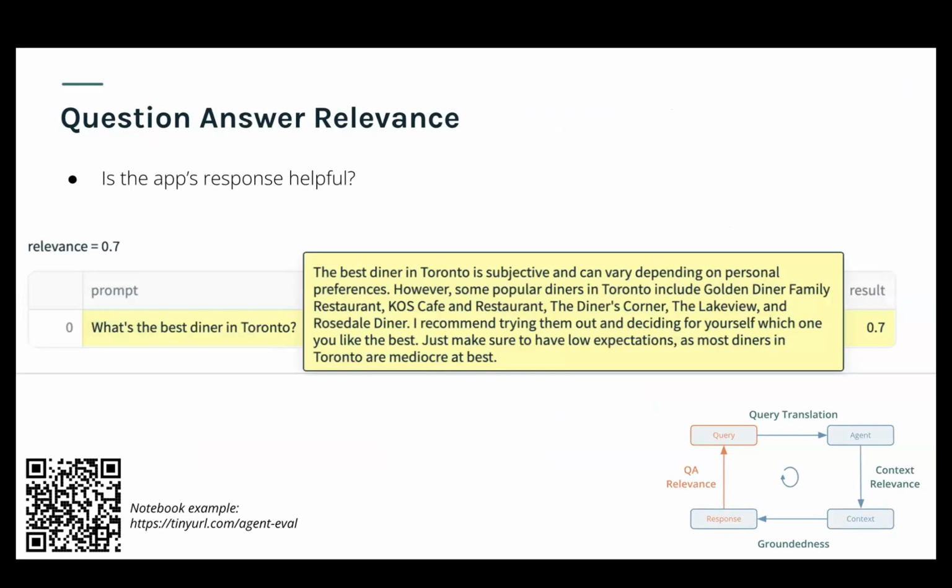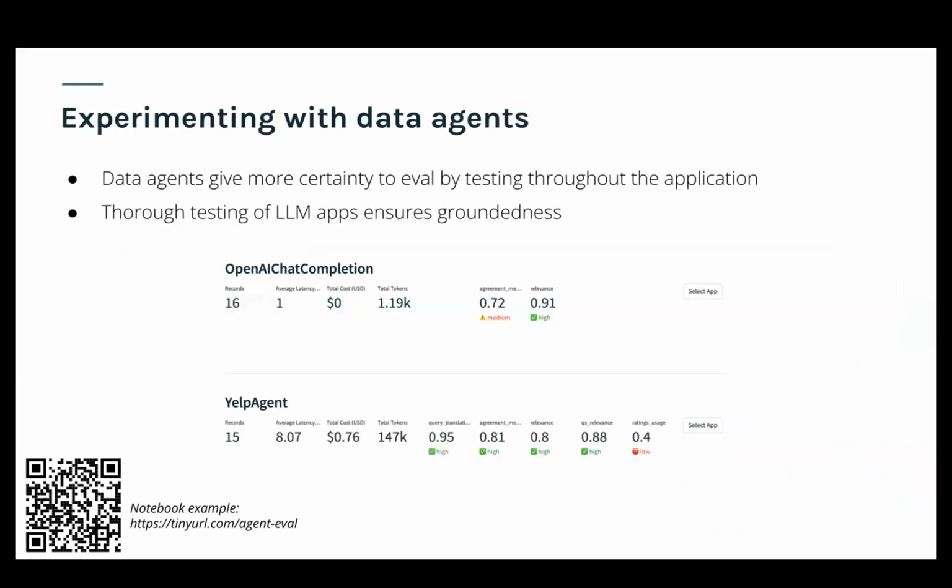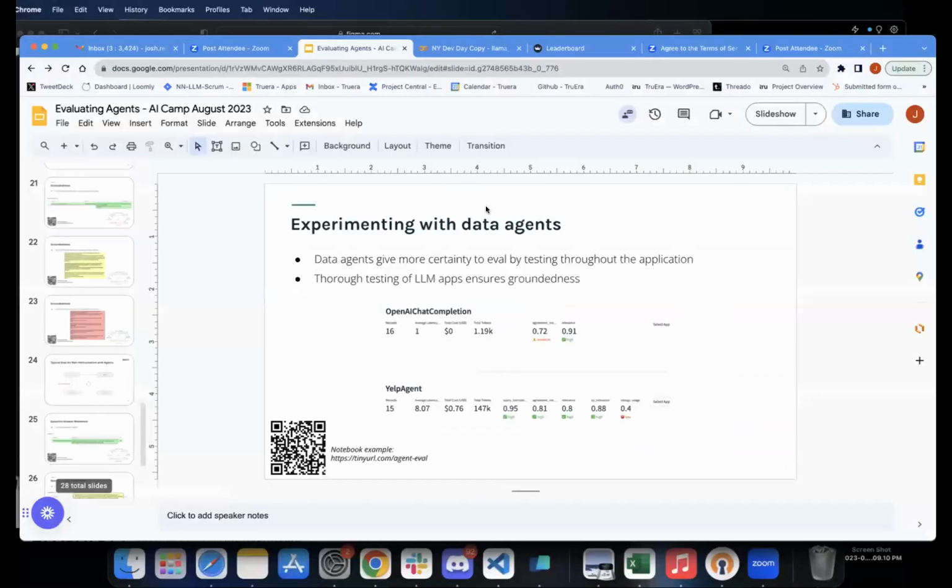And here's a slightly worse one. We asked it, what's the best diner in Toronto? We talked about this answer already. It's mostly relevant to the user query, but maybe people aren't always happy with this response. So data agents give us more certainty to eval by giving us the ability to test throughout the application. And thorough testing of LLM apps helps us ensure that we're not hallucinating. Now I'm going to jump over to the code and show you how we put that agent together.